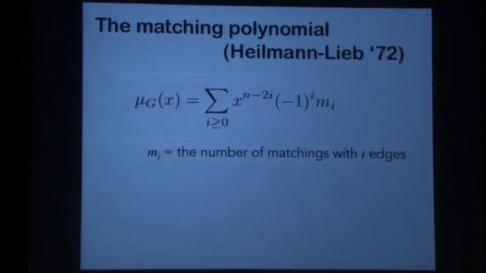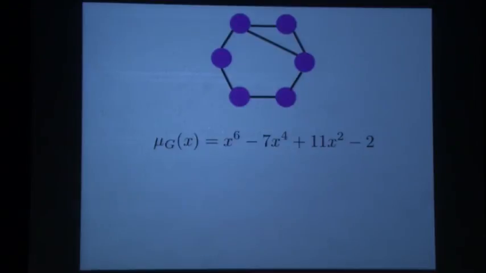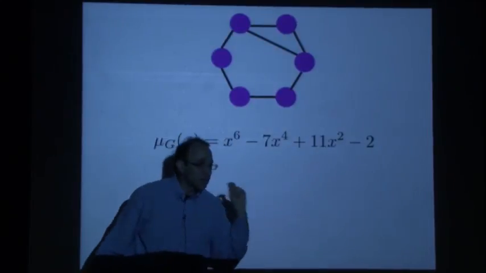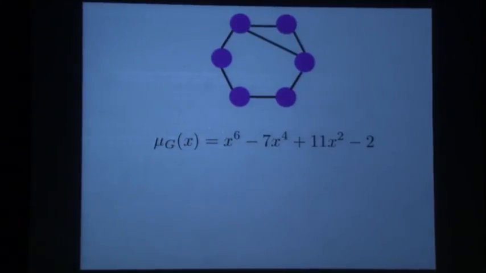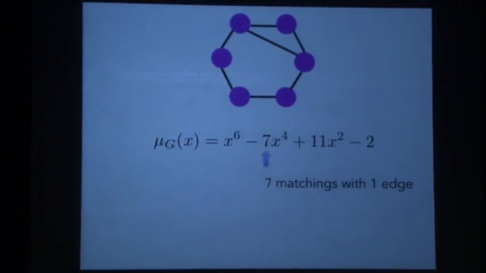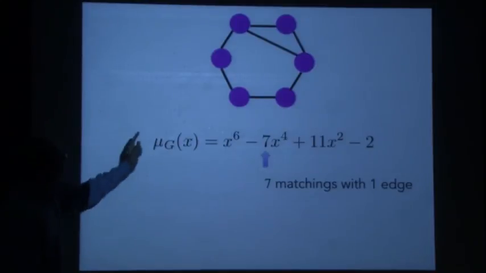Let me give you an example. So here's a graph. Its matching polynomial, I'll give you, is x to the 6th minus 7x to the 4th plus 11x squared minus 2. Let's see why. The first coefficient of x to the 6th comes from there being exactly one matching with no edges, the empty matching, the trivial one. The coefficient of 7 comes from the 7 edges. One edge by itself is a matching, because it touches each vertex at most once. So 7 comes from 7 edges.